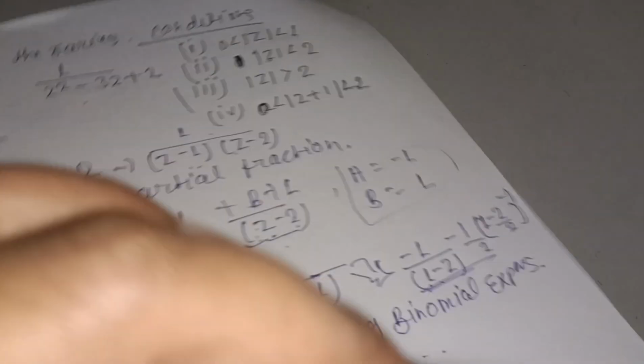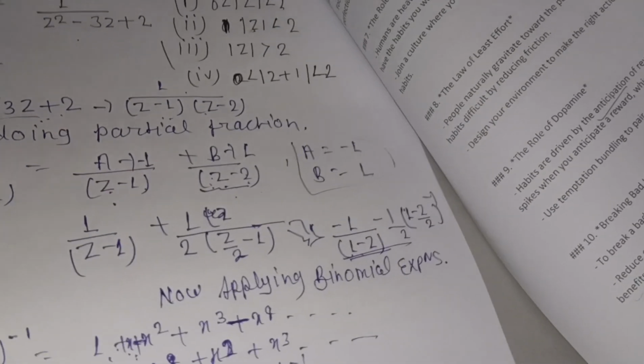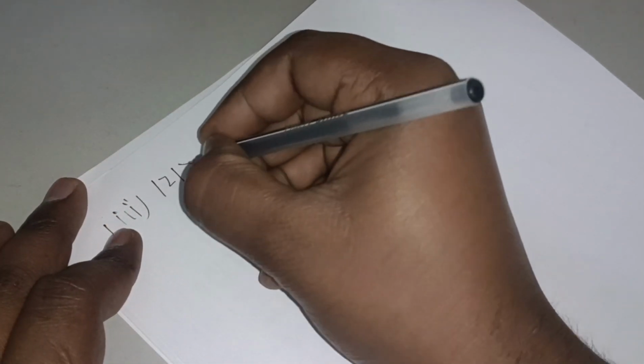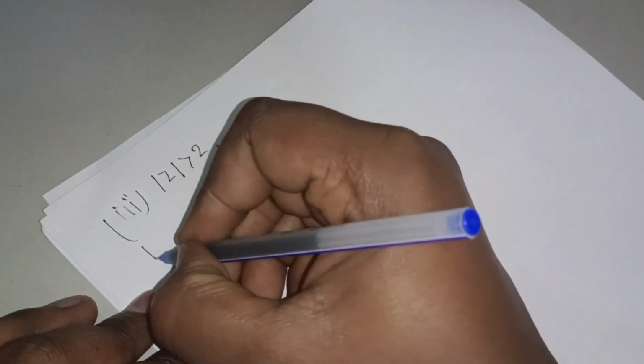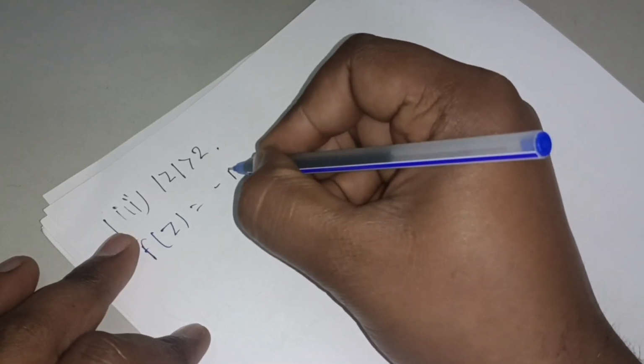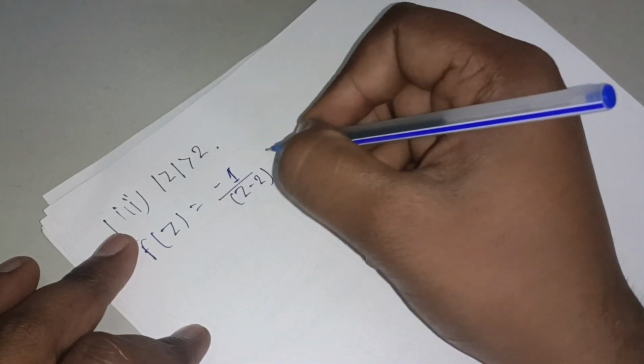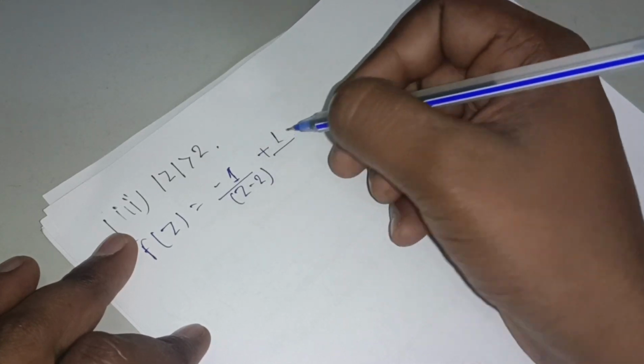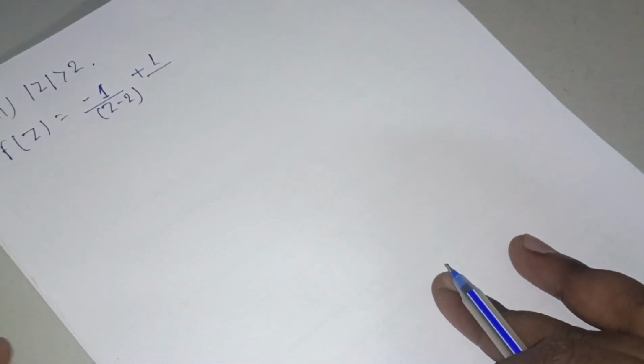Now let's move on to the third condition. What is the third condition? The third condition is mod of z is greater than 2. Okay, so as we have the given equation, let me write it. F of z is equal to minus 1 by z minus 1 plus 1 by 2 minus z, right? 1 by z minus 2.